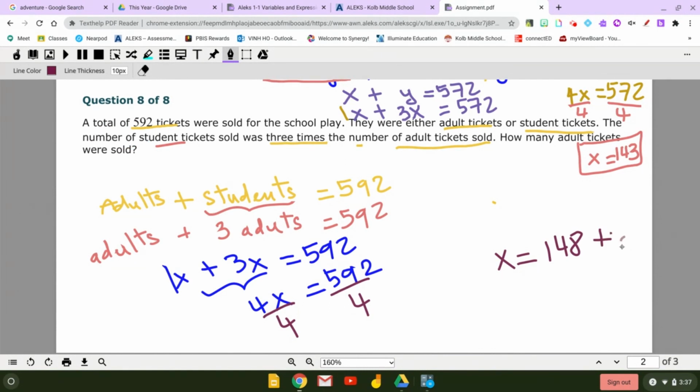148 tickets. What kind of tickets is this, adult or student? We use X as the amount of adults. So adult tickets is 148 tickets. How many adult tickets? 148 adult tickets were sold. All right, that's pretty much it.